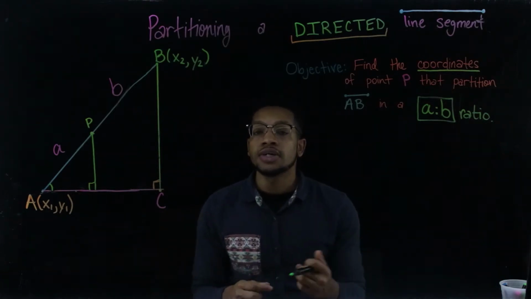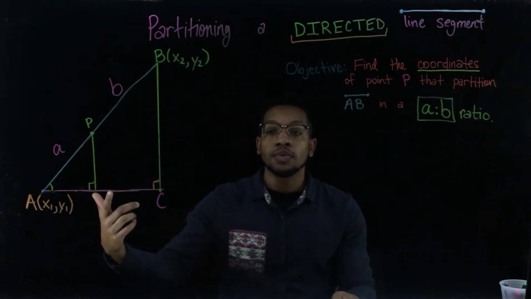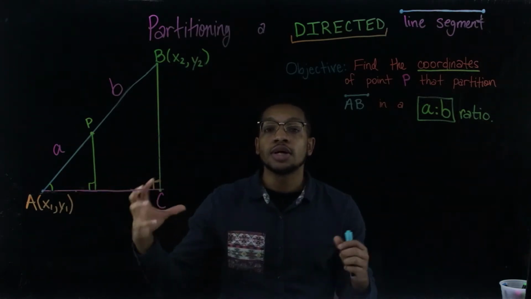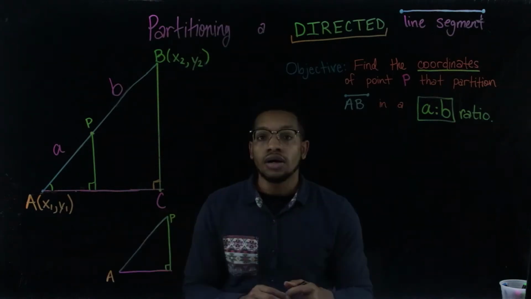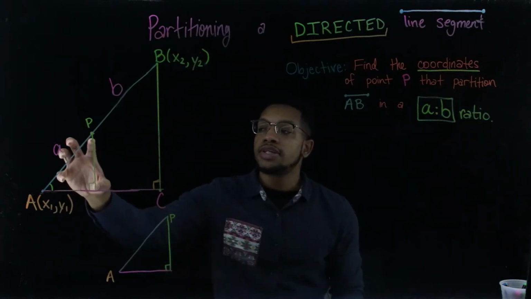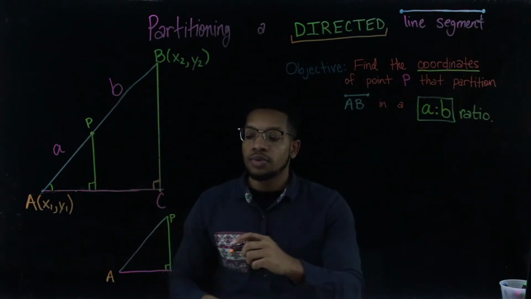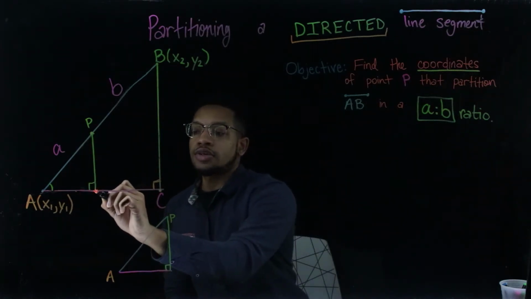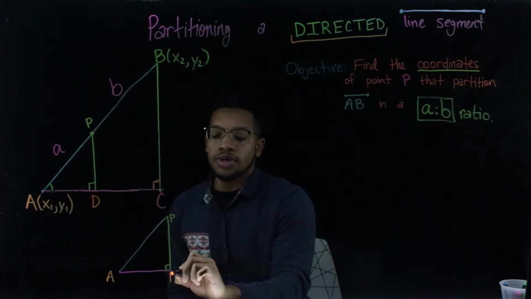What helps a lot of students, if they have a configuration like this, is to separate it into 2 separate triangles so you can really see what they look like. So I took my smaller right triangle and separated it. I'm going to call this point right here D.